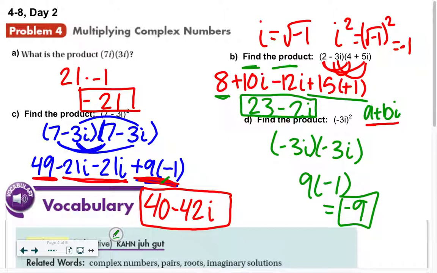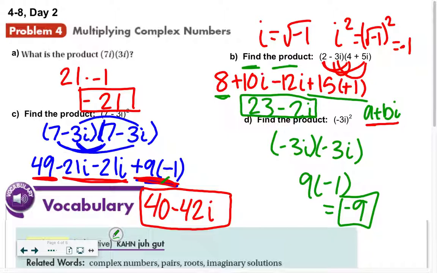So if you don't want to do that middle step, that 9 times negative 1, that's fine with me. I just do it to double check. But pretty much, if you have i squared, you just change the sign of whatever your number is. Okay. Questions?